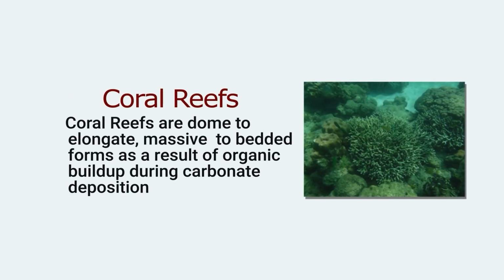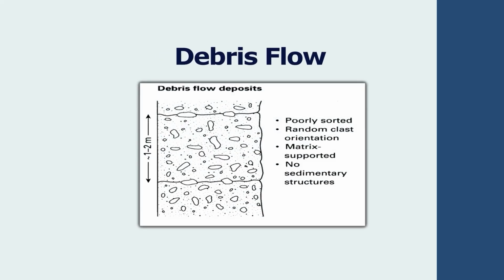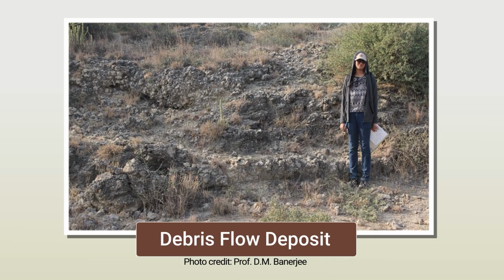Finally, we come to coral reef. Coral reefs are domed to elongated, massive to bedded forms as a result of organic buildup during carbonate deposition. Then we come to a debris flow. Debris means when the river comes down from the mountain, it brings a lot of material with it, and it starts flowing downward. It is very poorly sorted, with randomly oriented grains, and no sedimentary structure forms in this. This is an example here, a field outcrop of debris flow from somewhere in the Himalayas.